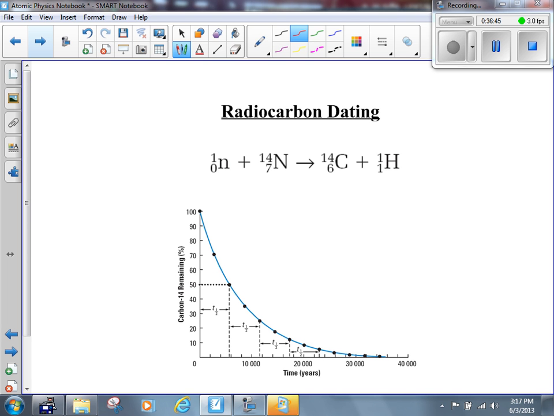So how do you know how much they started with? Well, biologists, scientists would know that each living thing has not a certain amount of carbon-14 in your body, but a certain value relative to the carbon-12. Does that make sense?